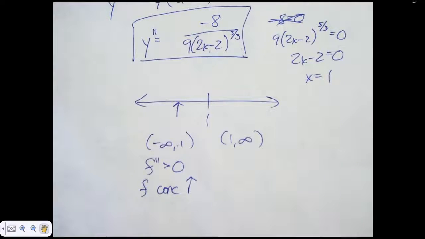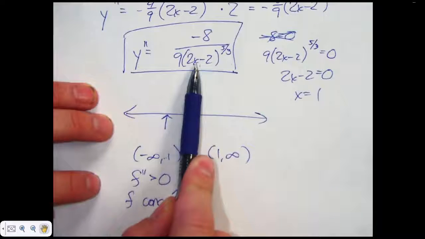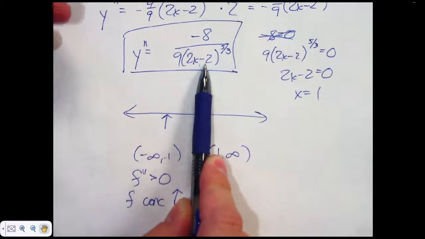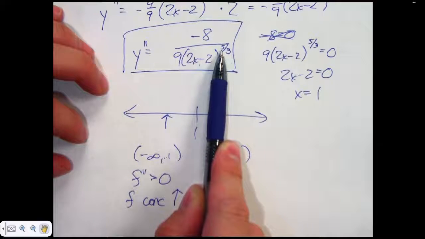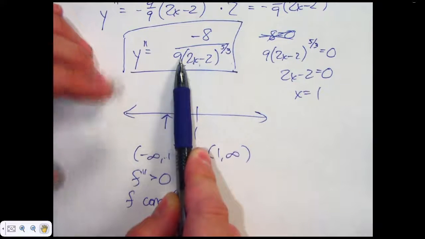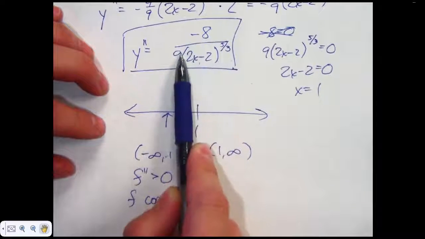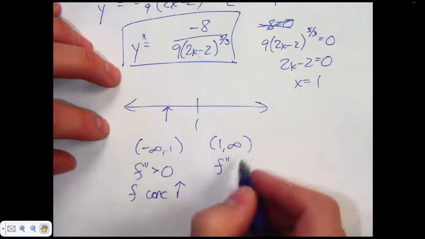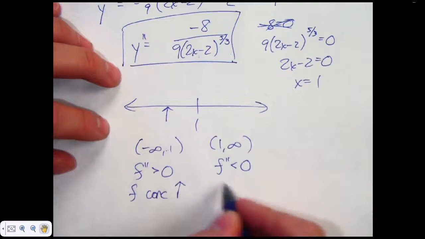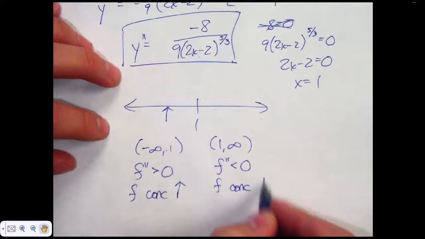Same idea for the 1 to infinity, so pick like 10, let's say. Plug it in here, 2 times 10 minus 2 is positive. The third root of a positive is still positive. To the 5th power is still positive. Times 9 is still positive. But then a negative divided by a positive. So now f prime comes out negative. So f is concave down.